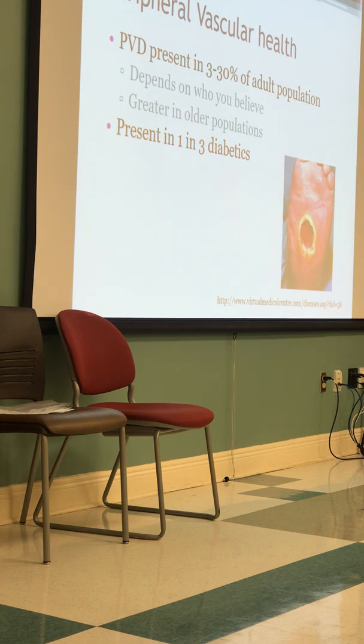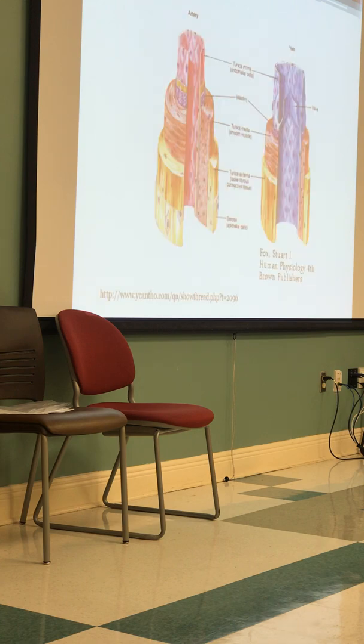Peripheral vascular disease. Present in a lot of adults. Okay? Older population, much more at risk. Diabetics, much more at risk. Okay? 1 in 3 diabetics have peripheral vascular disease. Arteries versus veins, we know that arteries are much less pliable than veins. Veins are much more elastic. Arteries are much more stiff.